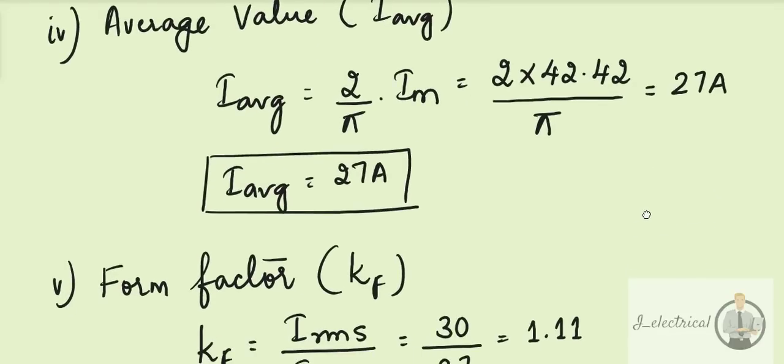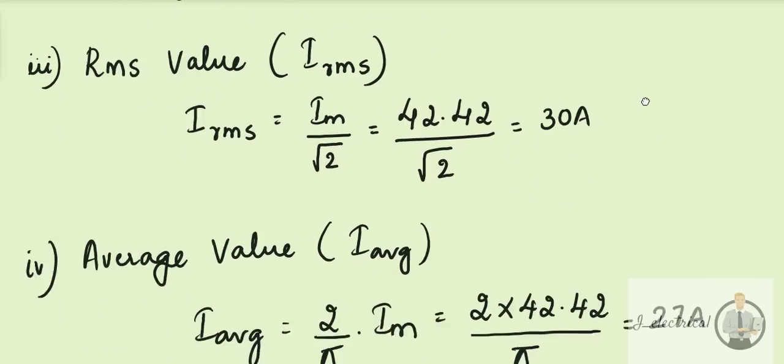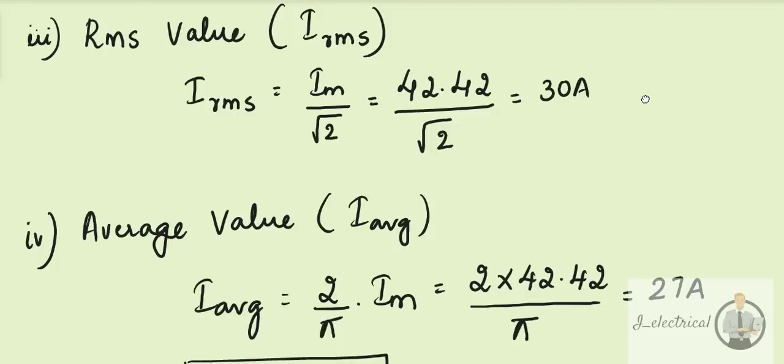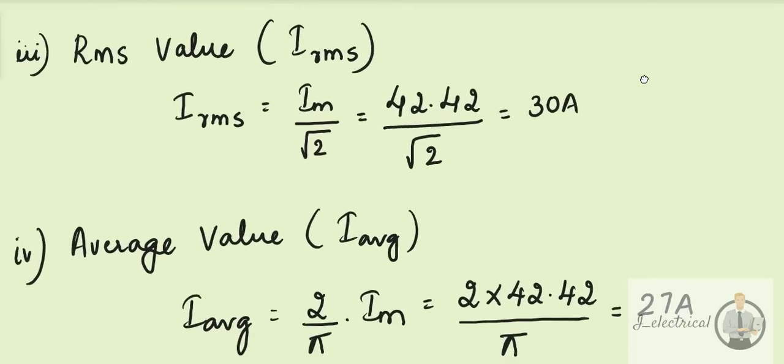Next, to find the RMS value, they have asked you to find out the form factor. So you cannot use the peak factor or form factor equation while calculating the RMS value as well as the average value. You need to make use of the relationship between RMS value and maximum value. We know that IRMS is equal to Im by root 2. Im we have calculated by comparing the equations, so Im is equal to 42.42 over root 2, or else you can directly write it as 0.707 into Im. So the IRMS value is 30 amps.